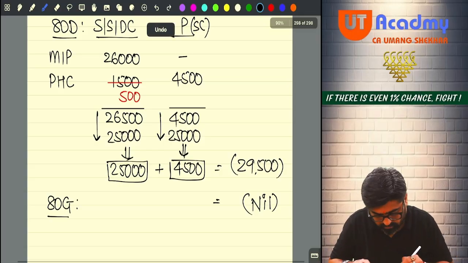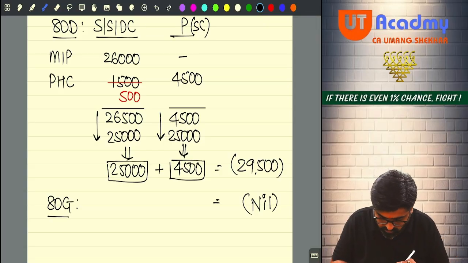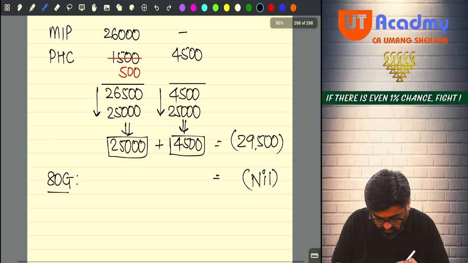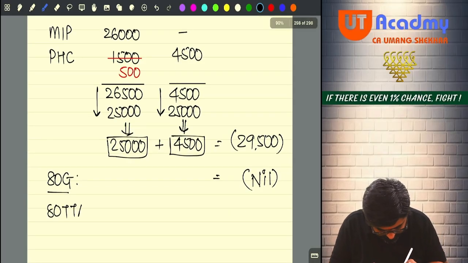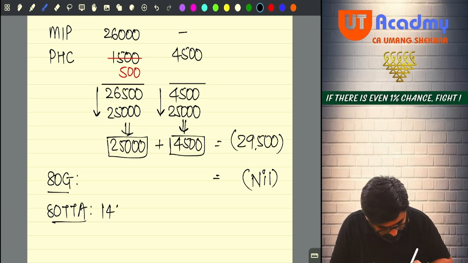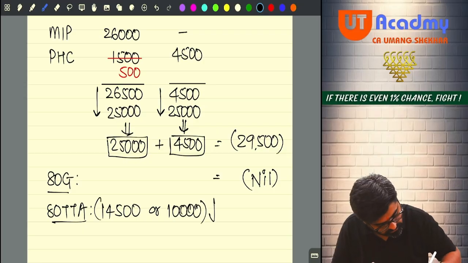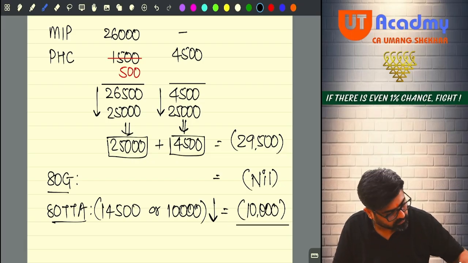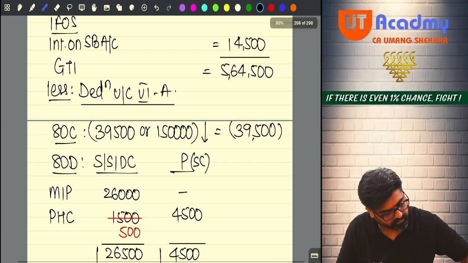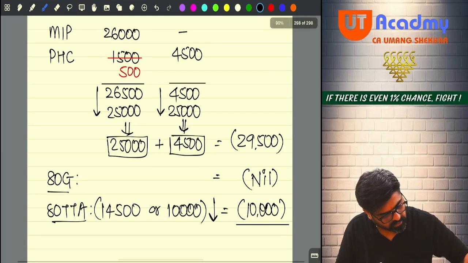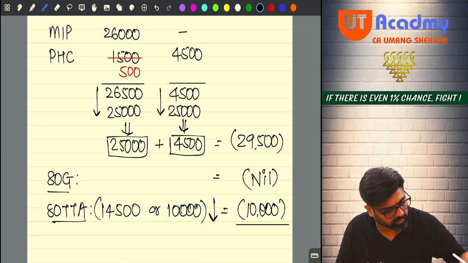Wait, one more deduction is there. 80TTA is there. So after 80G, we are going to take 80TTA. Interest which I have included, 14,500 or 10,000, whichever is lower. So this will be 10,000. 5,64,500 minus 39,500 minus 29,500 minus 10,000 is 4,85,500.